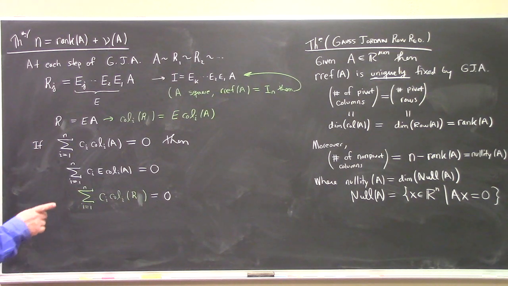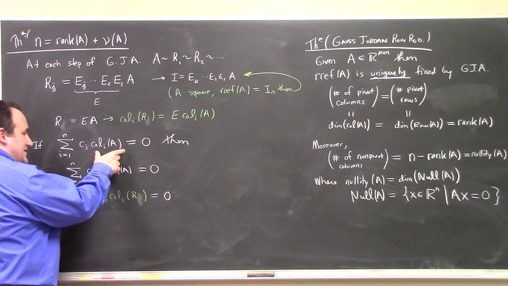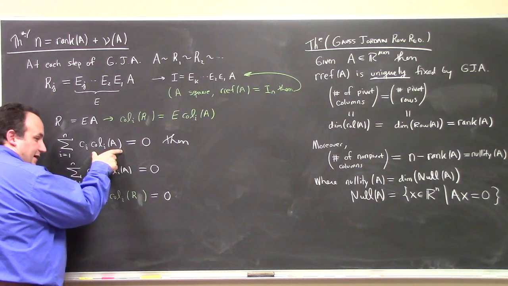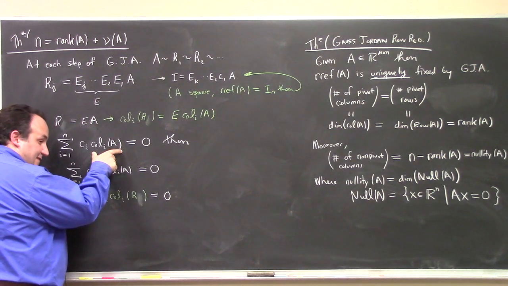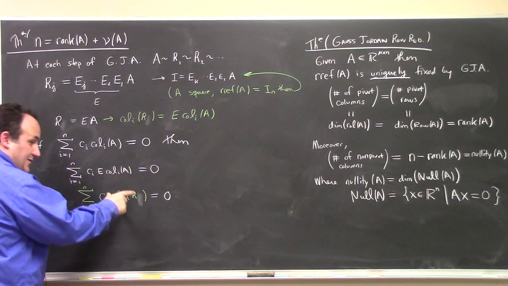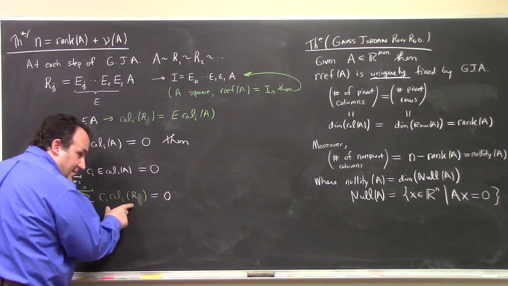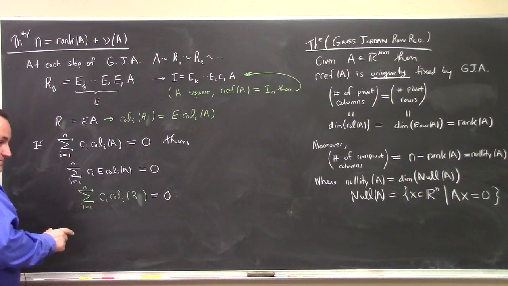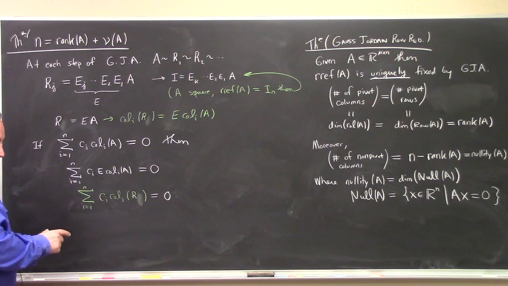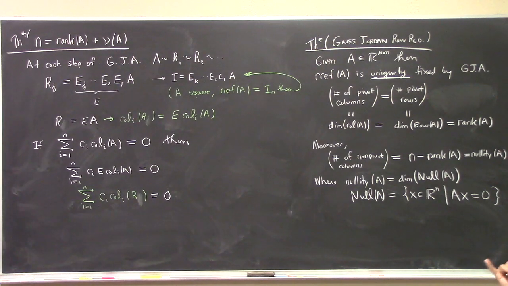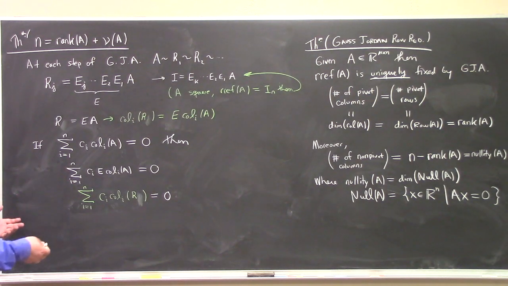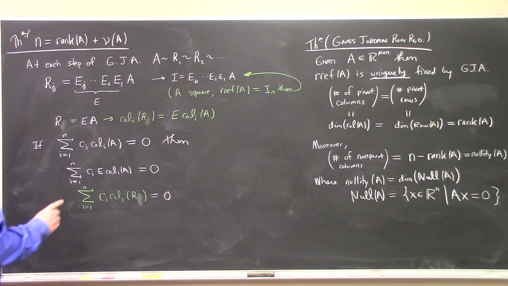What this says is that any linear dependence of the columns of A must be present as a linear dependence of the columns of any reduction, any row reduction of the matrix. This is known as the linear correspondence. So let's see how it works out in practice.